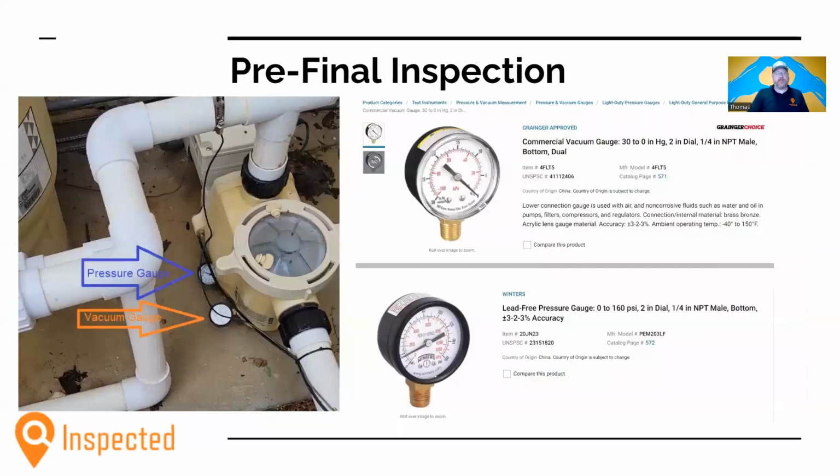Next, we want to make sure there are gauges that are functional on your filter pump. One of these gauges that is attached to the front side of the pump is a vacuum gauge, and it indicates how hard the pool pump is having to work to draw water into its impeller. And the pressure gauge shows how hard the impeller is having to fling or push water back through the equipment all the way back to the pool itself.